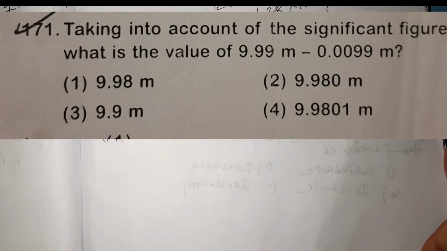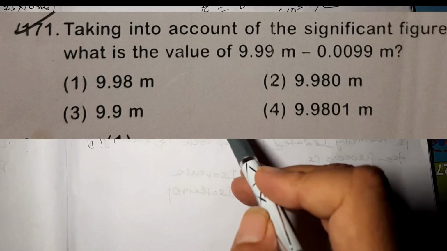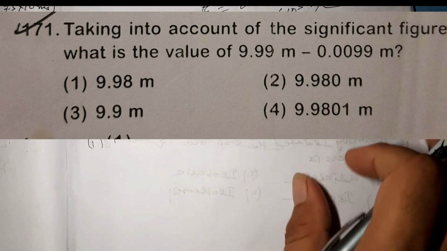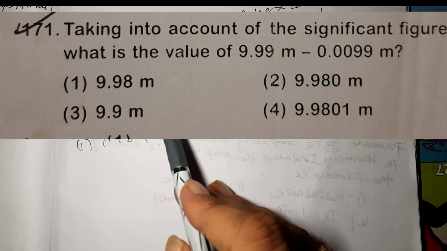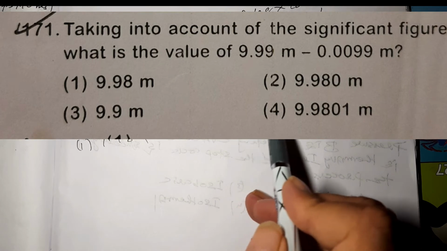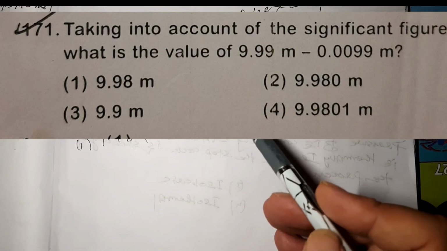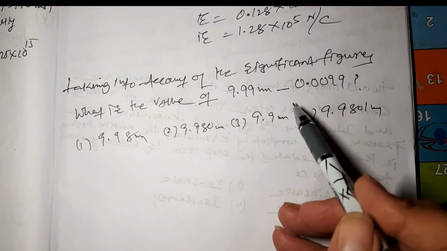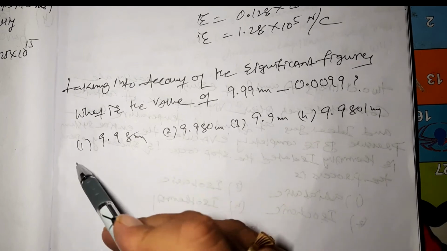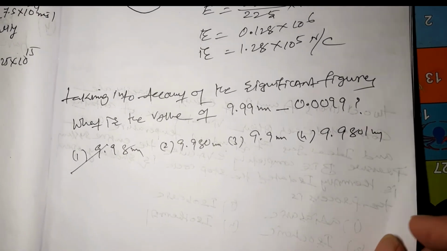Now another problem. This question is asked on the basis of significant figures. Taking into account significant figures, what is the value of 9.99 minus 0.0099? Without doing any subtraction, we can solve this problem. Option 1. How do we select option 1?